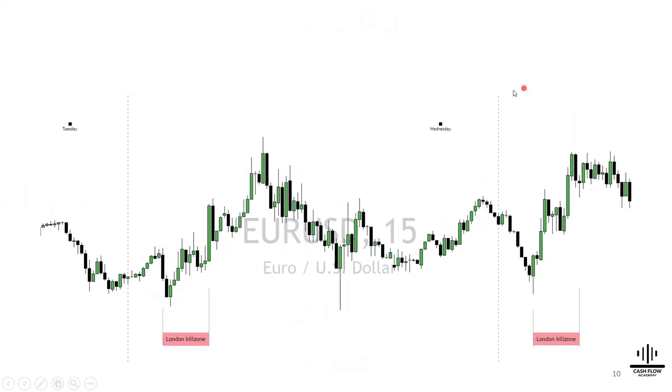The same thing here. There's a 12 a.m. midnight New York time. The market protracted to take out liquidity below the market, below these lows, before rallying upwards.